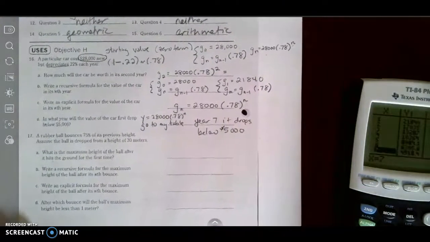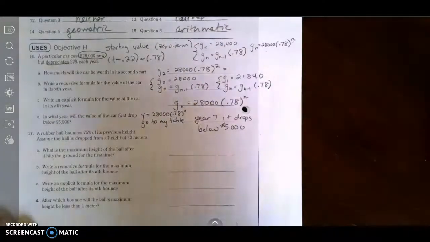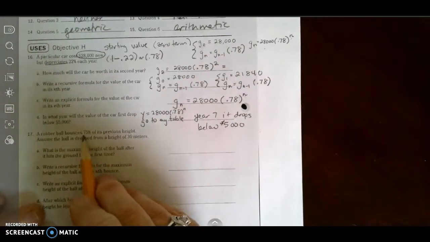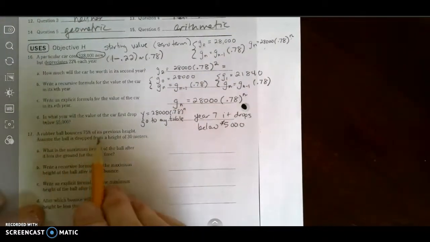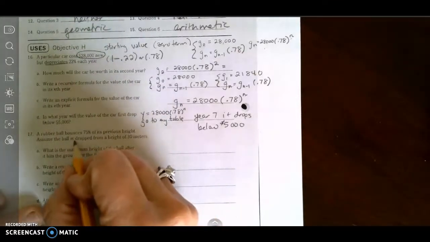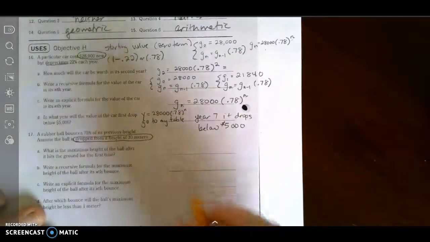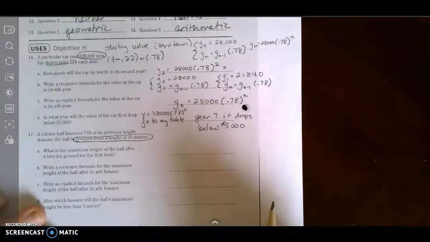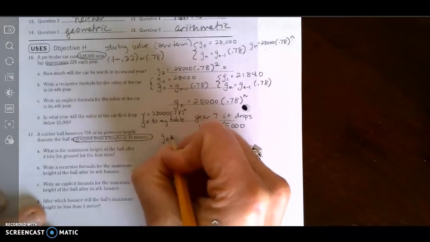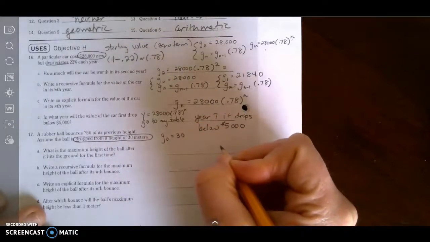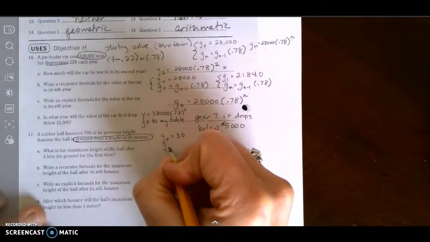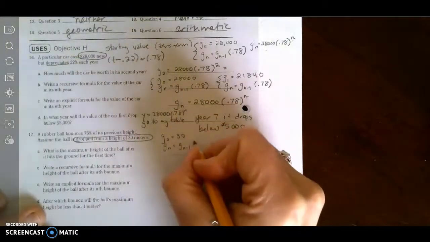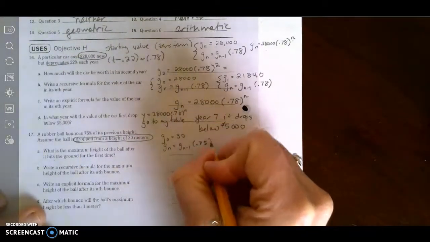Okay. All right, let's go to number 17. A rubber ball bounces 75% of its previous height. Assume the ball is dropped from a height of 30 meters. So the 30 meters is where the ball starts. It's not the ball after the first bounce. So again, its G sub 0 is 30. And to find the next term, it says I'm going to 75% of my height, so I'm multiplying times 0.75.